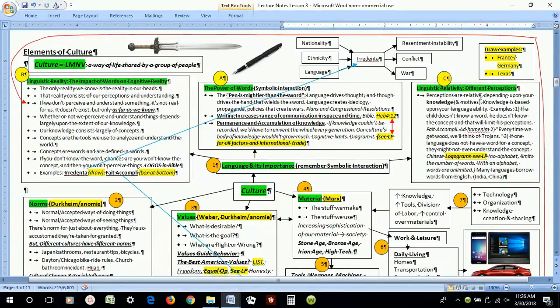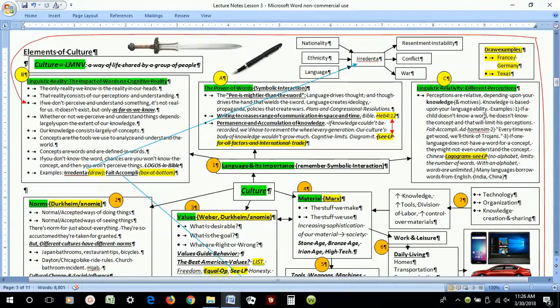And I've shown you many cases where things are perceived differently because people have different things in their head, right? And that could be intentionally manufactured to create misunderstanding and conflict, like in the multiple cognitive framework game. So perceptions are relative depending upon your knowledge and motives, right? Motives have a big impact upon the way you perceive things, probably even bigger than knowledge. Knowledge is based upon your language ability, especially complex knowledge.